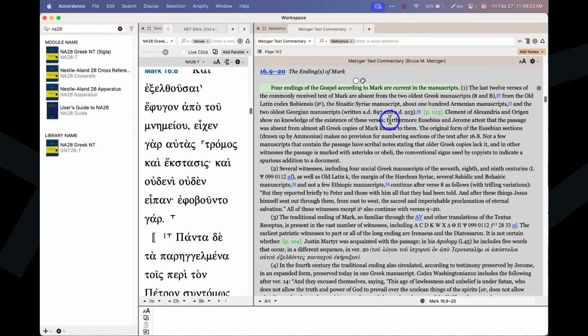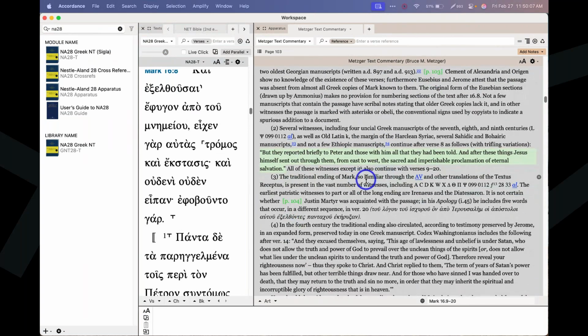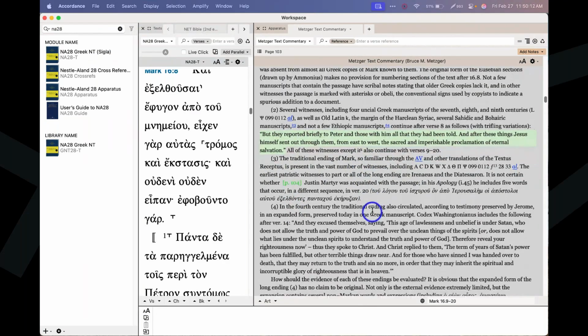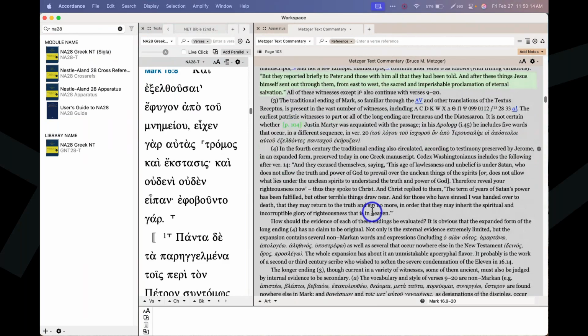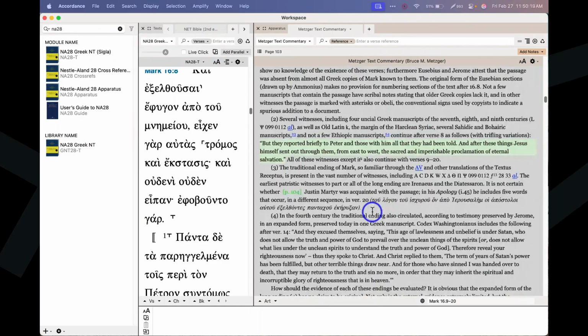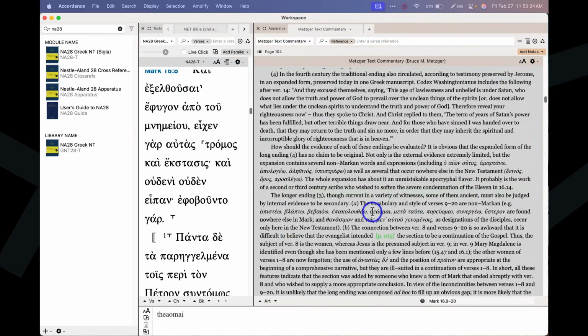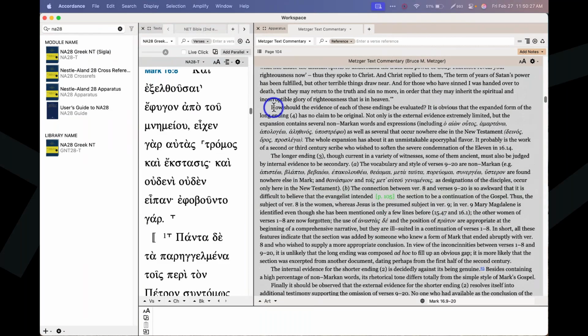And then it even talks about early interpretation. Several witnesses continue after verse 8 with a little bit of an ending, and then even more of an ending. The traditional ending of Mark, so familiar through the Authorized Version and other translations, is present in the vast number of witnesses. We've got some witnesses to that too. And more here. Metzger usually doesn't go into this level of detail for a textual variant, but this is much more than a textual variant. So he's got the four options and then how to evaluate them.